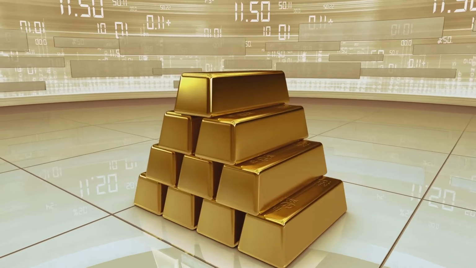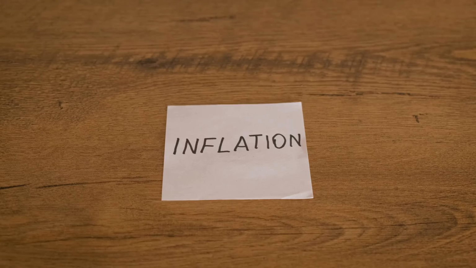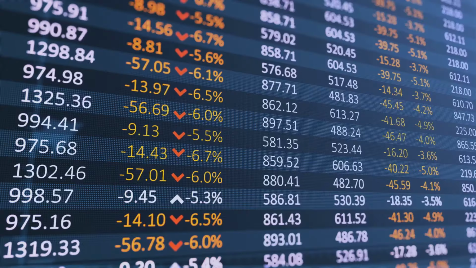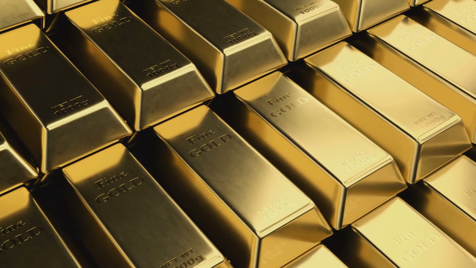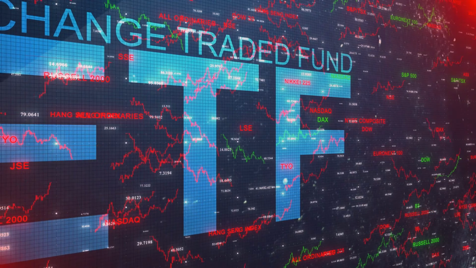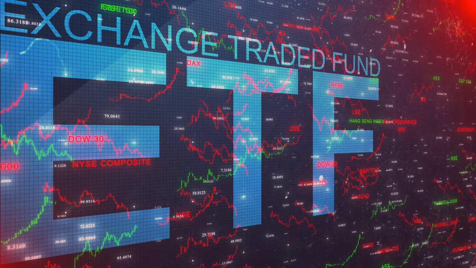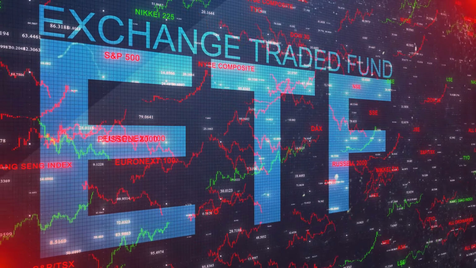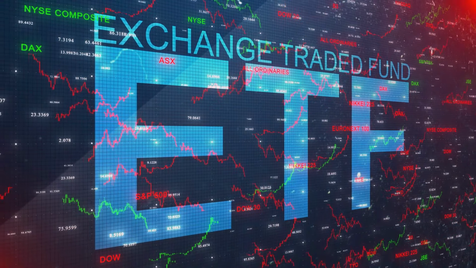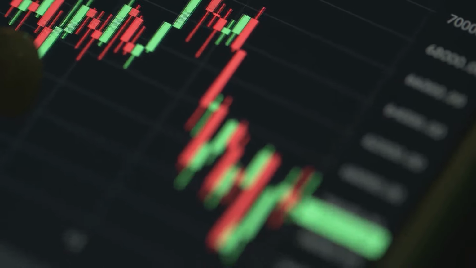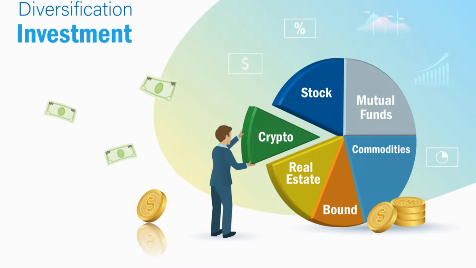So you're intrigued by commodities. You understand their historical significance. You see their potential as an inflation hedge. There are several avenues you can explore. One option is to invest directly in physical commodities. For those seeking a more hands-off approach, exchange-traded funds, or ETFs, offer a convenient way to gain exposure to a basket of commodities or specific commodity sectors. These ETFs trade on stock exchanges, making them easy to buy and sell.